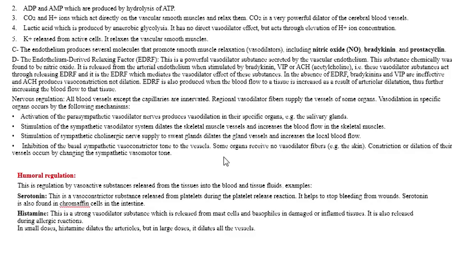Okay, humoral regulation, as I said before. These are vasoactive substances released from the tissue into the blood and tissue fluid. Examples of humoral regulation are serotonin and histamine. Serotonin causes vasoconstriction, while histamine is a vasodilator. In small doses, histamine dilates the arterioles, but in large doses, it dilates all the vessels.